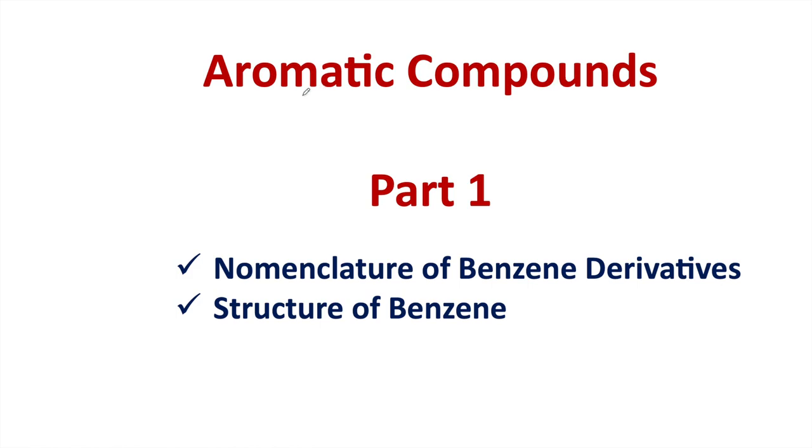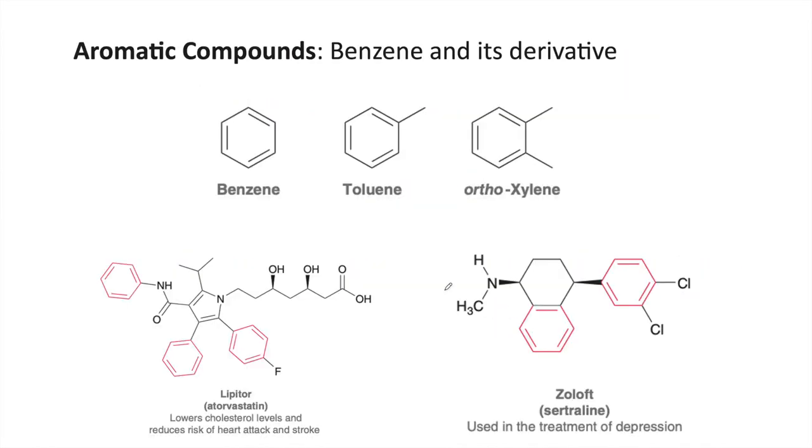Hello friends, we will study aromatic compounds today. In aromatic compounds, we will study the nomenclature of benzene derivatives and the structure of benzene. So we will study benzene and its derivatives. This is the structure of benzene, this is the structure of toluene, and this is orthoxylene.